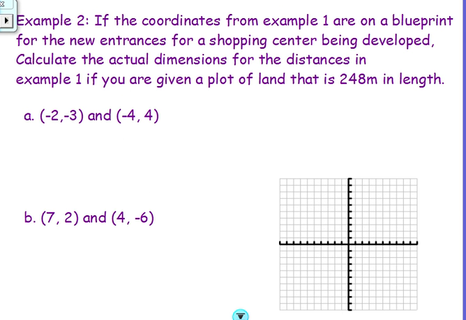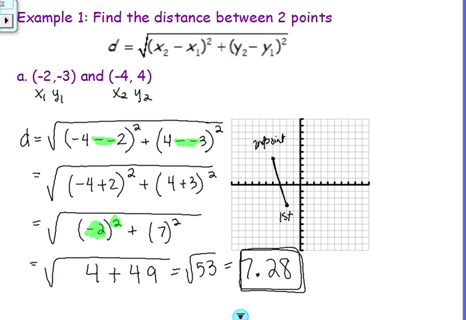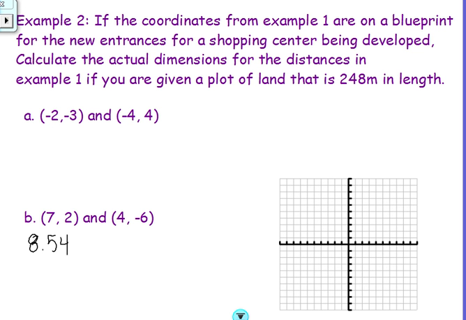All right, the last example wants us to take these distances. For the last example, we had 8.54 was our distance. And on the first example, we had 7.28 was our distance. That is for a coordinate plane. That's for a grid. Now, let's say we're taking that grid and we're going to blow it up and actually build something with it. Because a lot of times in real life, to build a big brand new shopping mall, you start with a blueprint. And there's a scale on that blueprint.